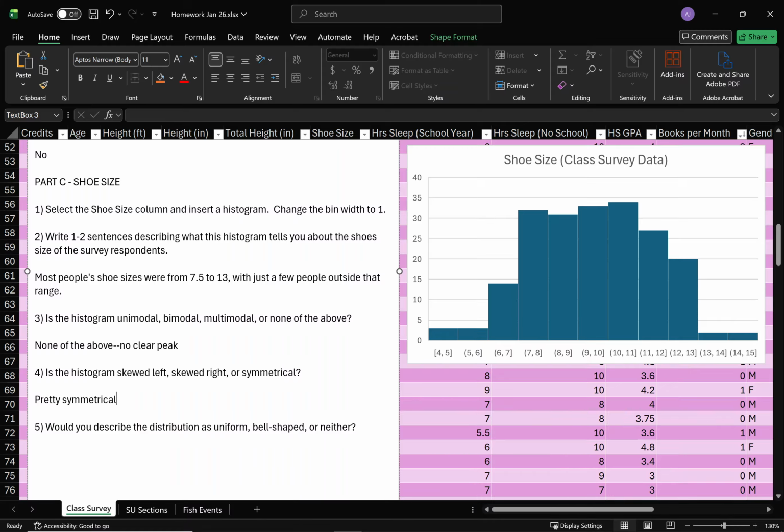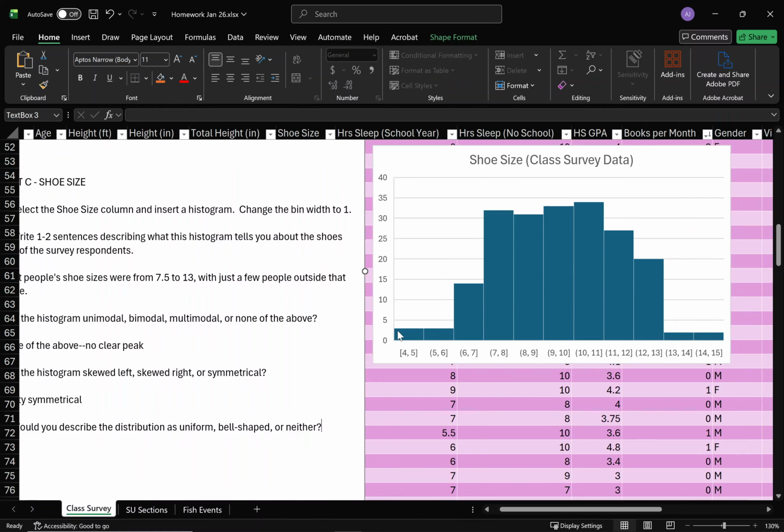Would you describe the distribution as uniform, bell-shaped, or neither? It is actually pretty bell-shaped, I think. It's not a perfect bell, but it's got the skinny tails on the left and the right. It's basically symmetrical, and it's got that hump in the middle, a little bit of curve, not quite enough curve on the sides of the lump, but you'd like them to be a little more S-shaped, but that's pretty close to bell-shaped, I'd say. So this is close to bell-shaped.